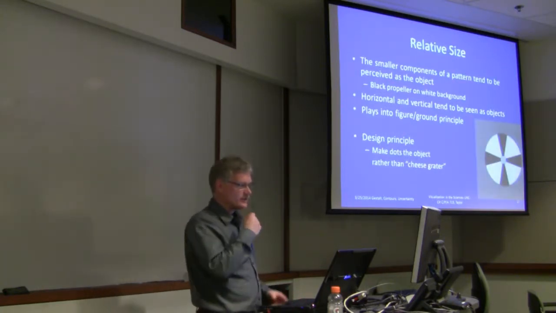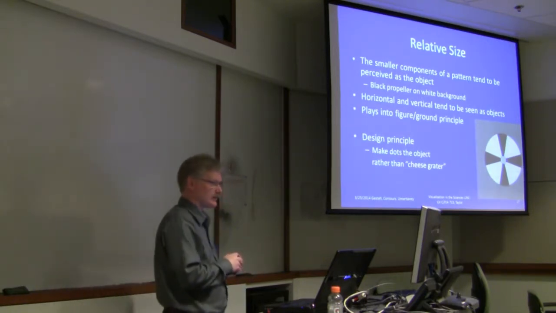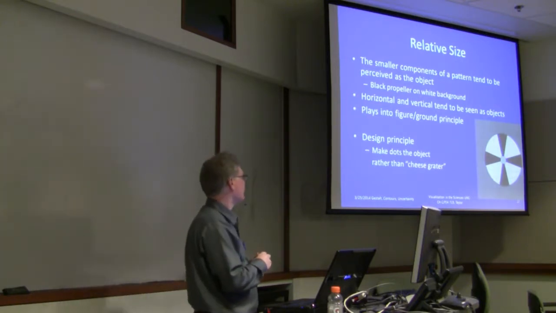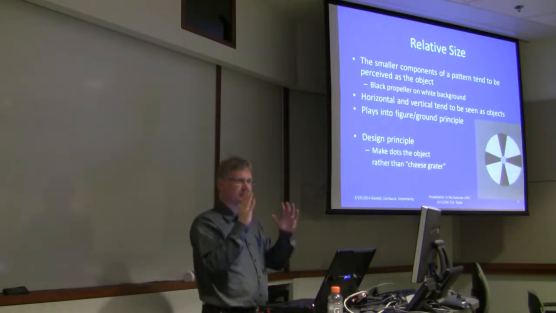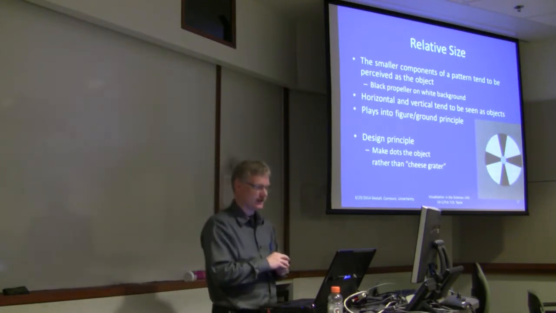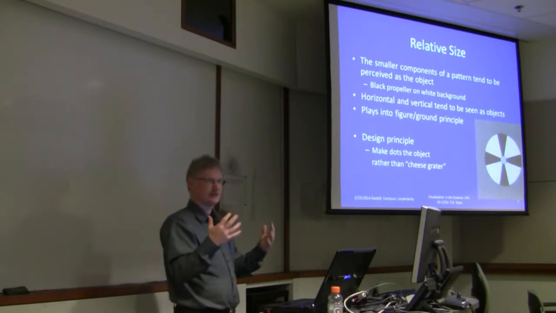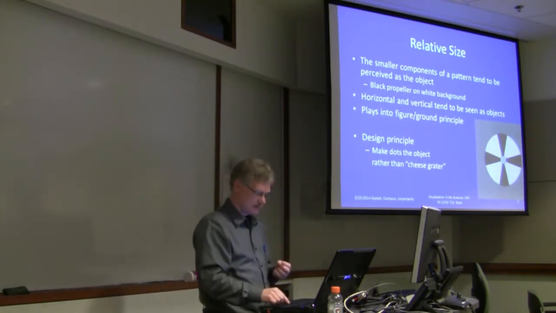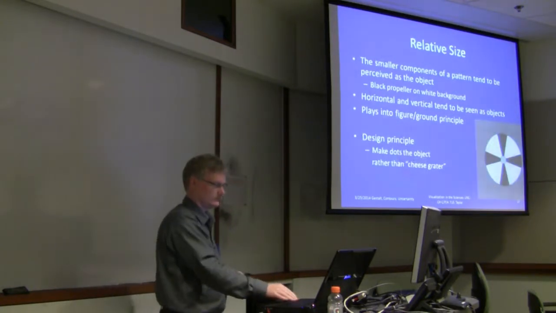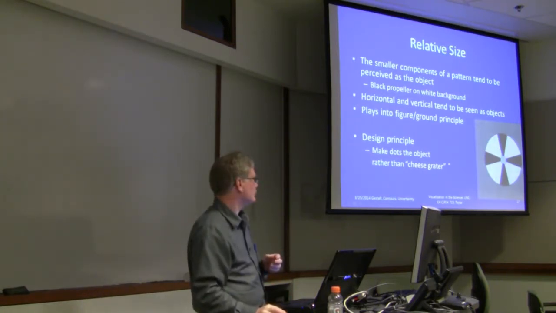Relative size. The smaller components of a pattern tend to be perceived as the foreground and the larger parts as the background. So this is a black propeller on a white background, not a white propeller on a black background. Horizontal and vertical things are special. They tend to be viewed as objects. The ground and trees, I guess, and people walking around are this way. And this plays into figure ground. So you want to make dots the object, not the cheese grater, right? That'll be a bit easier to perceive, more naturally perceived by the viewer. But that looks like a center because it has a different color and it's accentuated because of the illumination.